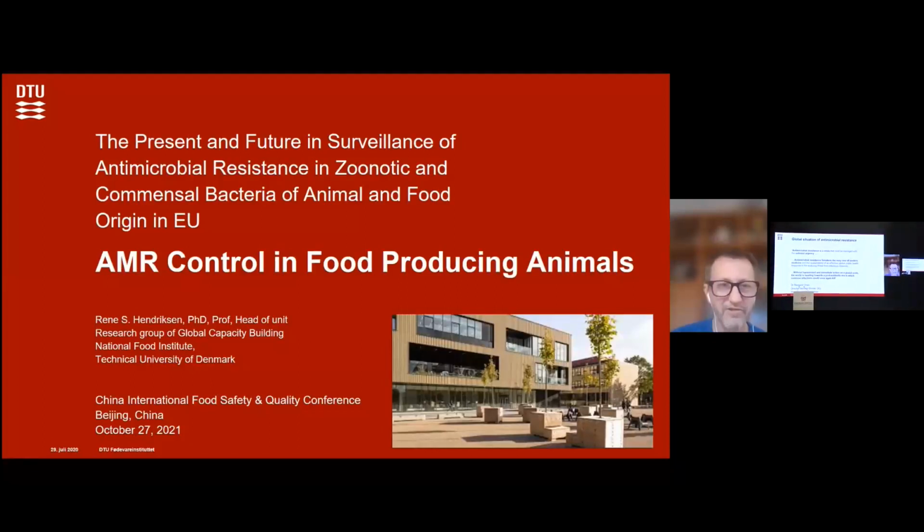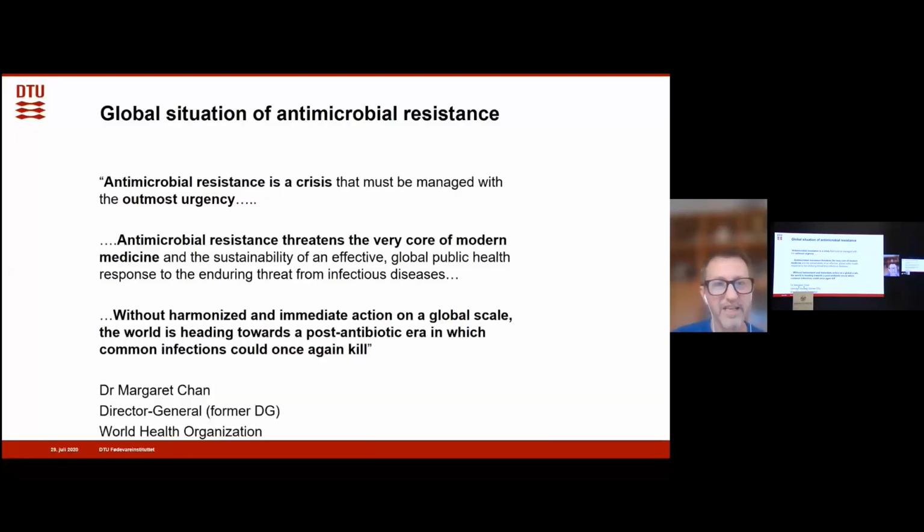So I'll start just with this quote from the former director at WHO, Margaret Chan, that indicated that AMR is in a crisis and we need to manage this with urgency. That AMR threatens the very core of our modern medicine, and without harmonized and immediate action on a global scale, we are moving forward to a situation where common infectious diseases will be difficult to treat.